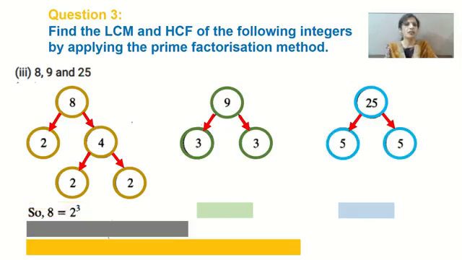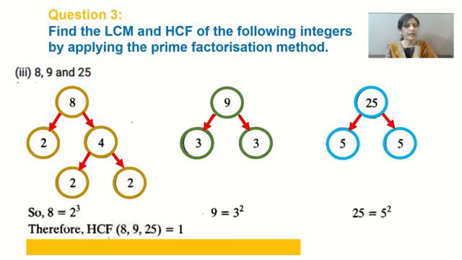8 is equal to 2 into 2 into 2, that means 2 cube. 9 is equal to 3 into 3, that is 3 square. And 25 is equal to 5 into 5, that is 5 square. Now when we have to find out the highest common factor, which is the highest common factor here? The highest common factor of all the three numbers is equal to 1. So the HCF of 8, 9 and 25 is 1.